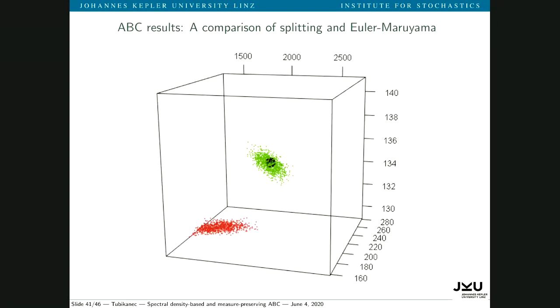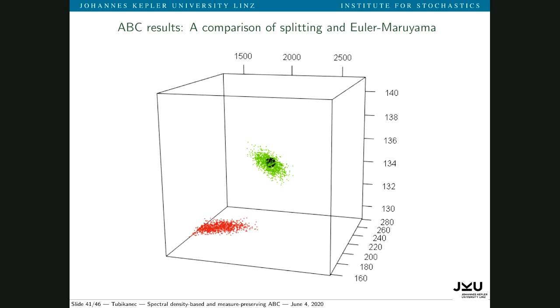So you see the big black dot corresponds to the true parameter vector for C, mu and sigma. And the green dots are the kept posterior samples under the splitting method. They are nicely spread out around the true parameter value, while the red dots correspond to the kept samples under Euler-Maruyama, and they are far off from the true value.